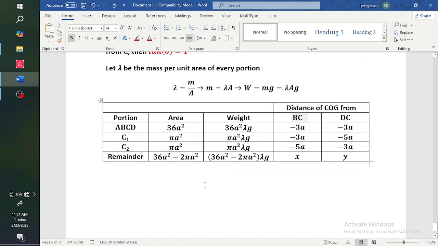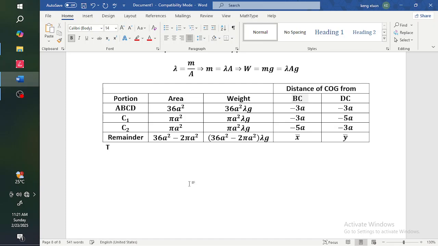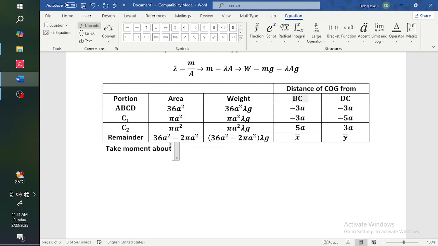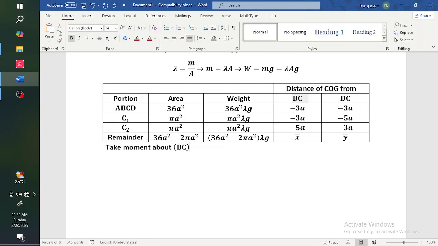So I filled my table. The next thing is we are going to take moments about the various axes. Take moments first of all about BC. We take the moments of the individual portions that make up the whole body. The individual portions are C1, C2, and the remainder, because the remainder is still inside the whole body. We equate it to the moments of the whole body about BC.